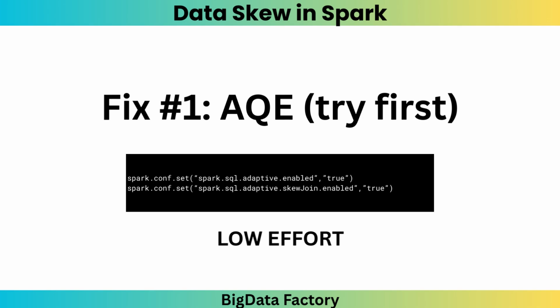So we go to fix number 1, AQE, Adaptive Query Execution. If you are on Spark 3+, AQE can help Spark adapt the plan during runtime. In many environments, it may already be enabled, but don't assume, check it. My rule is simple: try AQE first. It's the lowest effort and sometimes it resolves the issue immediately, especially for skewed joins. Then rerun and go back to Spark UI. If the task durations normalize, you are done. Two lines, one production fire avoided. We love that.